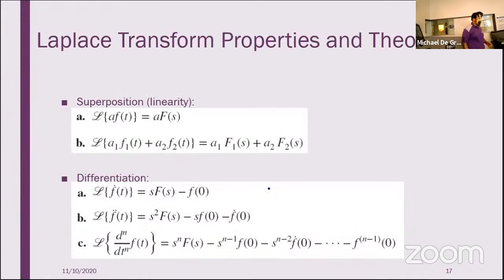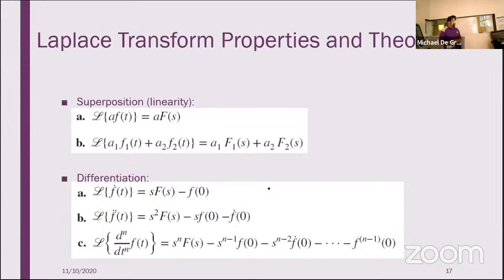So, properties. Some of these they went over in the video, but now we're going to talk about them in earnest. It's important to remember that the Laplace transform is a linear operator, and that means it behaves linearly. Now, what does that mean?